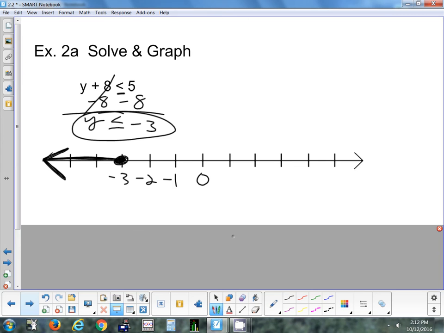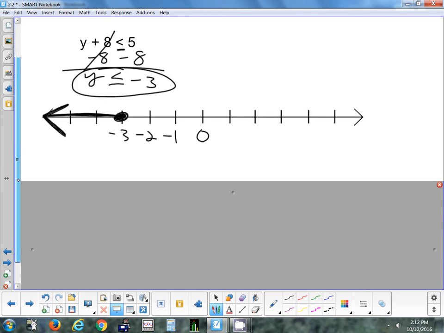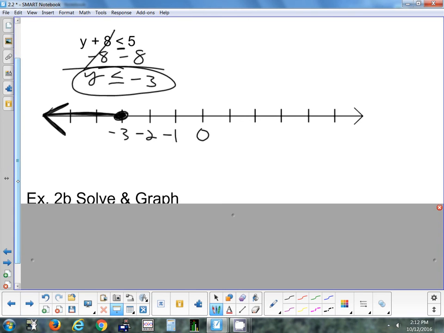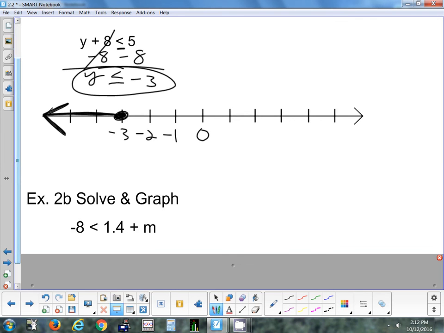All right, now 2B, before I let you guys work on it, I want you to look at it and tell me what's different. Okay, there is a decimal. Not too bad, but we are going to have to work with a decimal. What else is different about 2B? Something here that didn't happen in example 1 or the other one we just did.